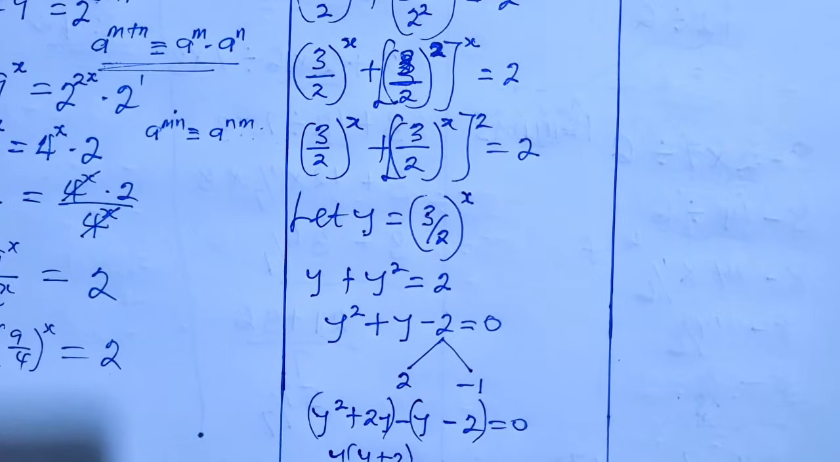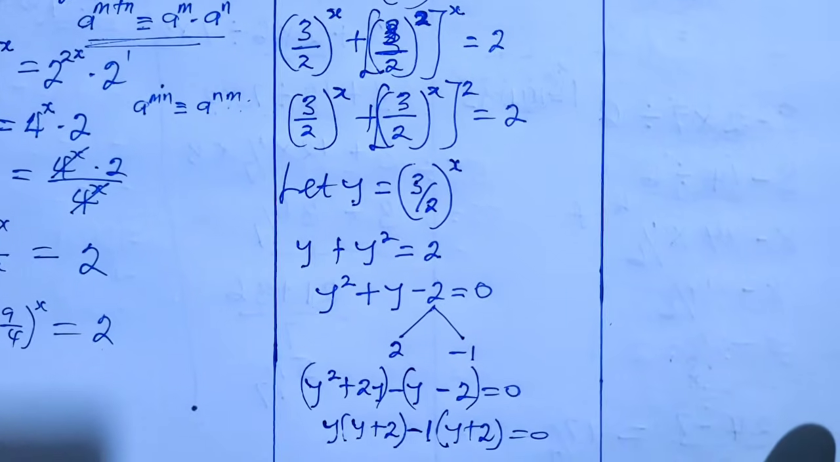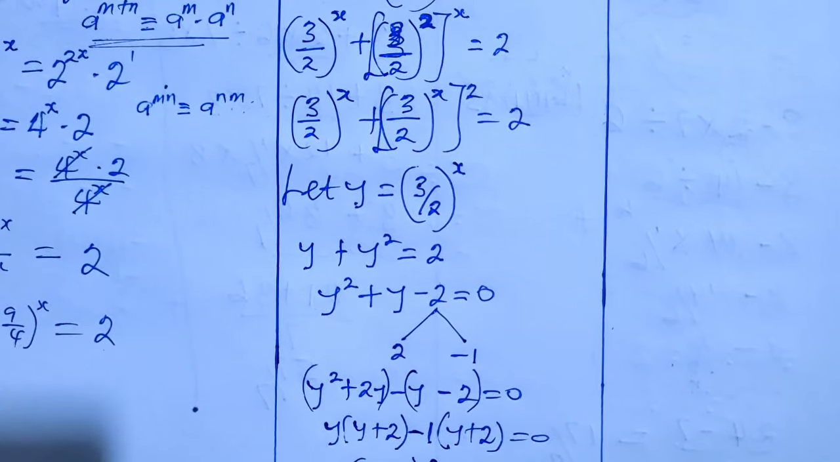Then right here again, what is common? 1 is common right here. You have negative 1 multiplied by y plus 2, and this equals 0. Since these two brackets are the same, I'm going to pick out one, then pick the two external factors, and I have here y minus 1 into y plus 2 equals 0.